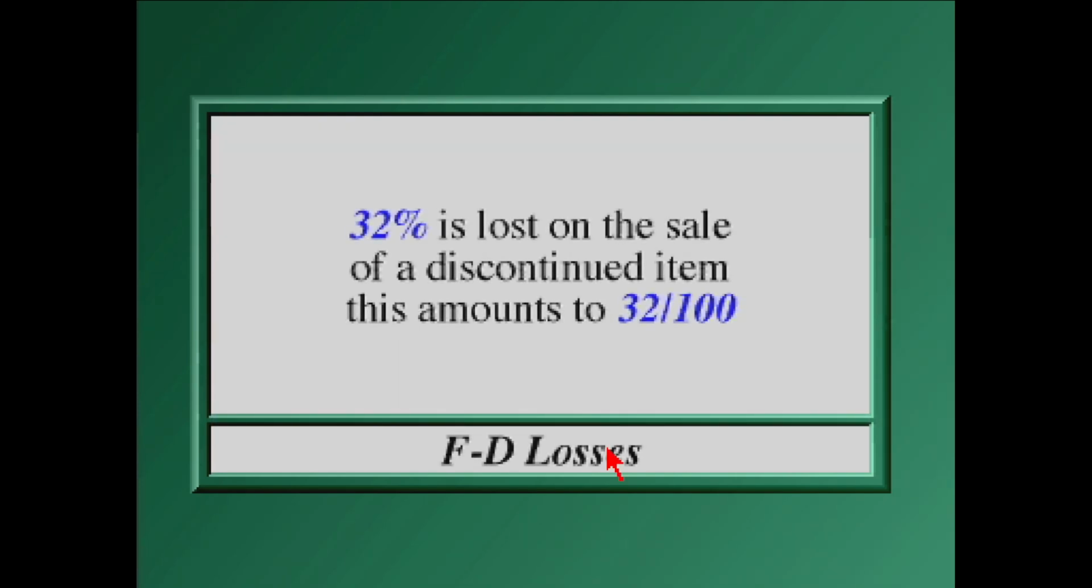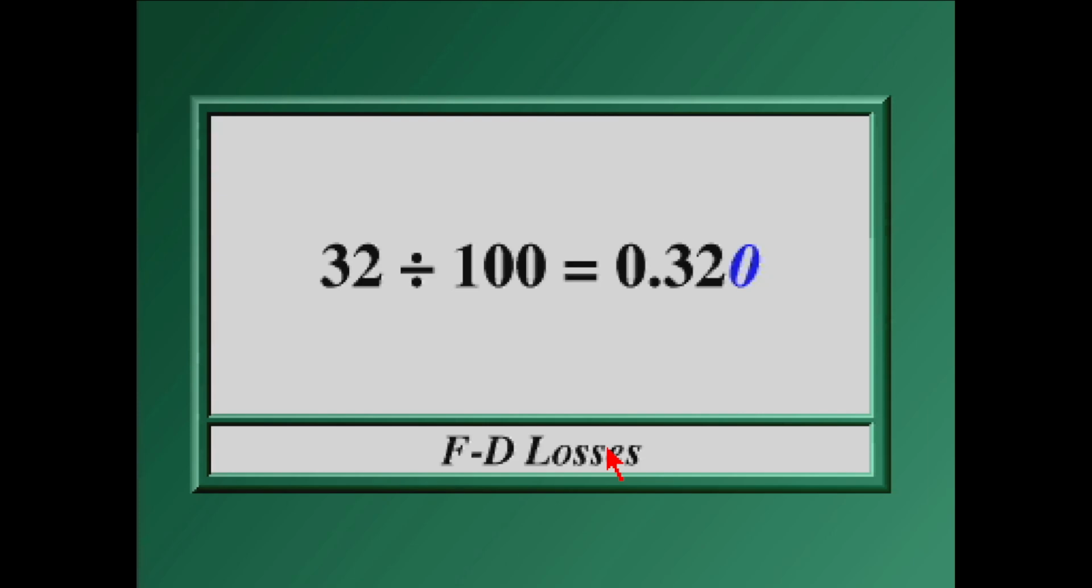32% is lost on the sale of a discontinued item. This amounts to 32 hundredths. To convert 32 hundredths into a decimal, divide 32 by 100. A zero is encountered in the thousandths decimal place. Extending the division 3 decimal places, 0.320 results. The answer is simplified to 0.32 or 32 hundredths.